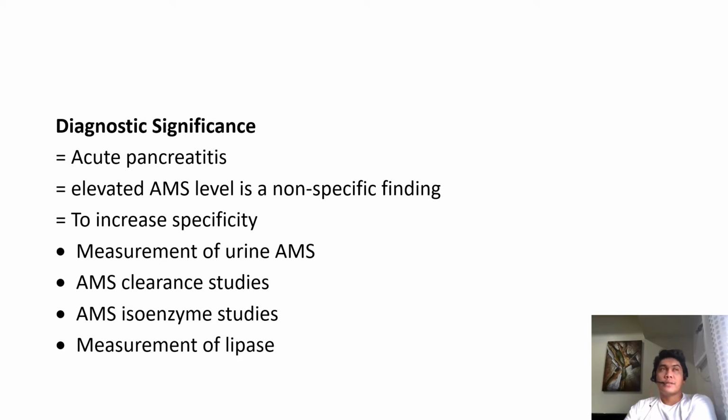Why? Because lipase is used to differentiate the increase in amylase. If there is inflammation in the salivary gland, automatically there's an increase in amylase, but lipase is not elevated in cases of salivary gland involvement. But if we're talking about pancreatitis, both amylase and lipase concentrations are elevated.